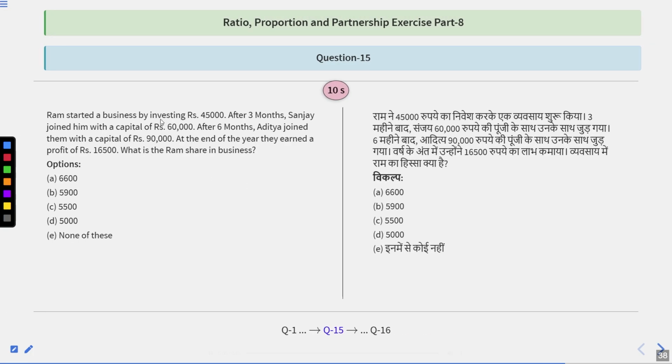Ram started a business by investing 45,000 rupees. After 3 months, Sanjay joined him with a capital of rupees 60,000. After 6 months, Aditya joined them with a capital of rupees 90,000. At the end of the year, they earned a profit of rupees 16,500. What is Ram's share in the business? You have 5 options and 10 seconds to analyze the question. Your time starts now.